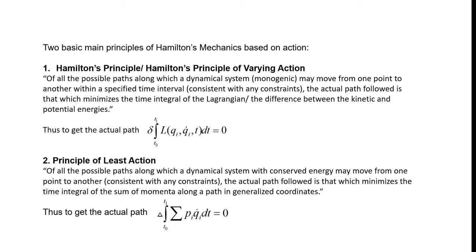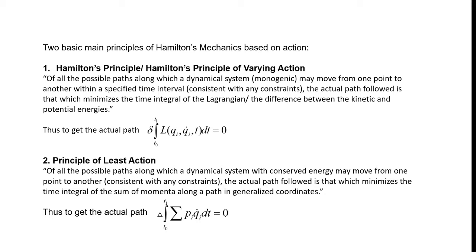Now, if we come to the basic principles of Hamilton's mechanics, there are basically two principles. One is known as Hamilton's principle or Hamilton's principle of varying action, which we discussed in a previous lecture. And the second one is the principle of least action, which we are going to describe in this lecture.